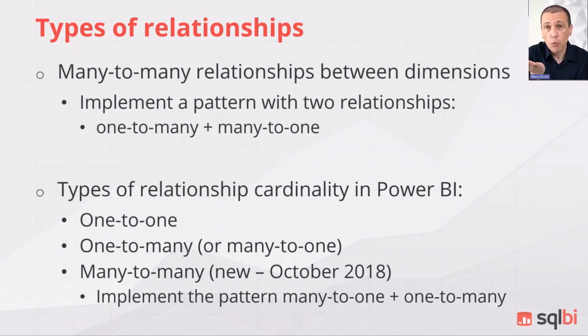Now, usually for one row in customer, you have several transactions: one-to-many. Or from the sales table, you have many rows in the sales table that map to the same customer: many-to-one.